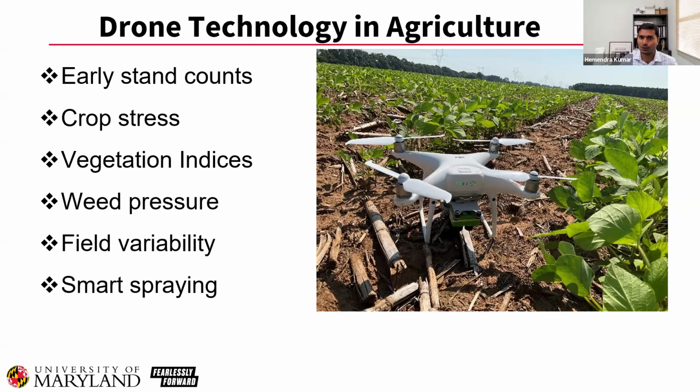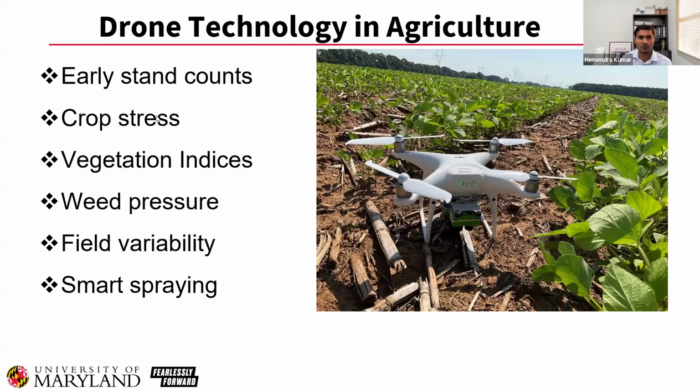How much emergence you see in your field, the stand count of the plant population, versus how much seed you put in the field is a different number. Let's say you put 2,000 seeds in your field, you want to see at least 2,000 plants to meet the minimum requirement, right? But it does not always happen. So we'll see that one.